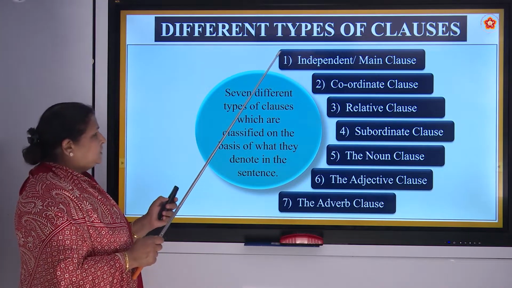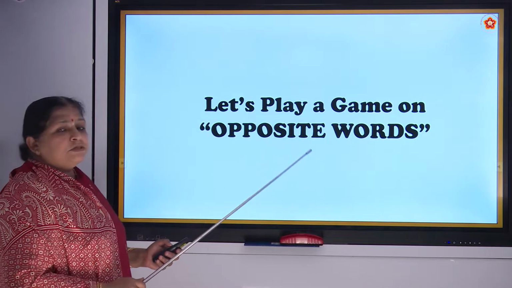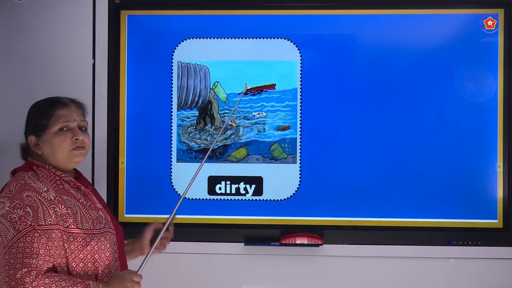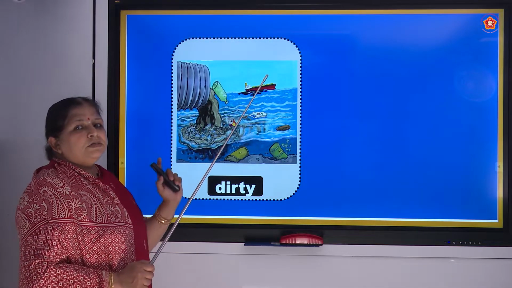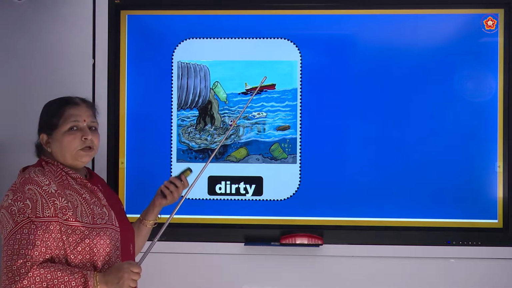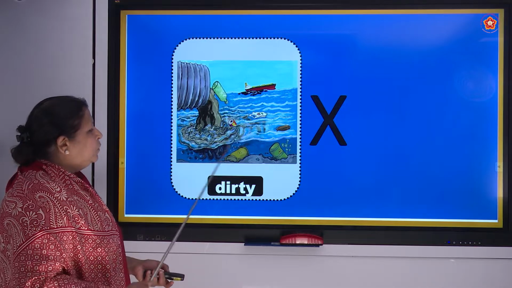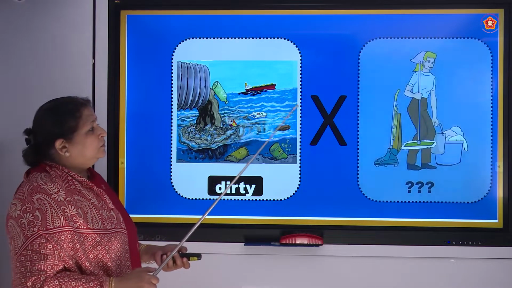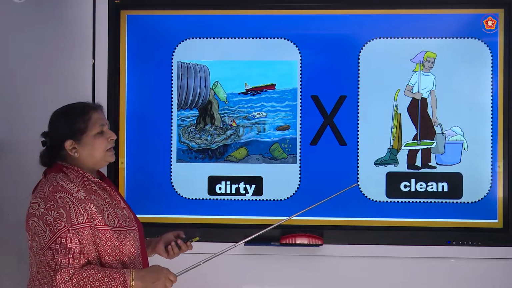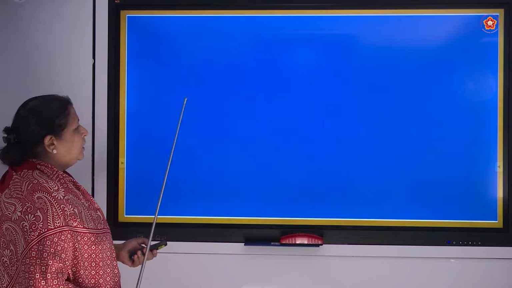So, let us do this. Let's play a game on opposite words. In this lesson, we have seen only the seven types of clause. We will see them individually later. So, what is the opposite of dirty? Come on, can you guess? Yes, clean. Dirty, clean.